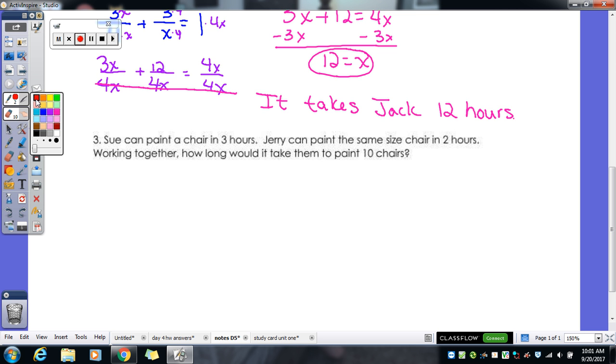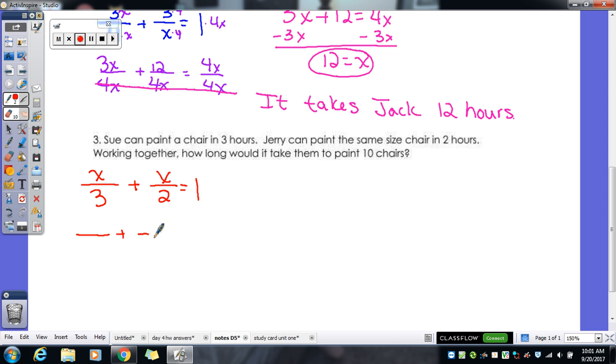So in looking at our last one, we've got Sue can paint a chair in 3 hours and Jerry can paint the same chair in 2 hours. Working together, how long would it take for them to paint 10 chairs? So first thing we want to figure out, using our formula, time together over Sue's time plus time together over Jerry's time equals 1. So we'll figure out how long it takes for them to paint 1 chair, and then just multiply it times 10. That will give us how long it takes for them to paint 10 chairs.